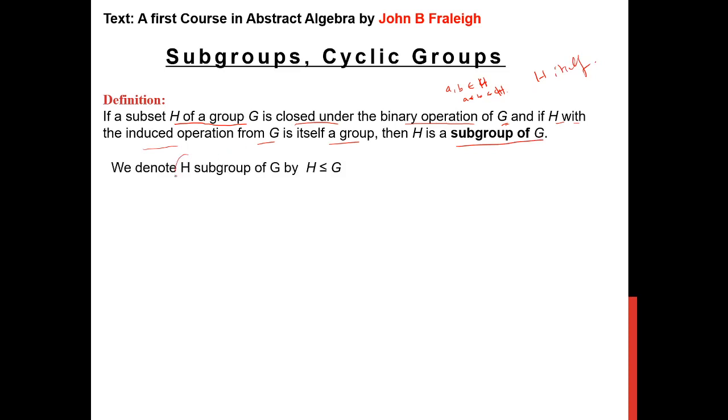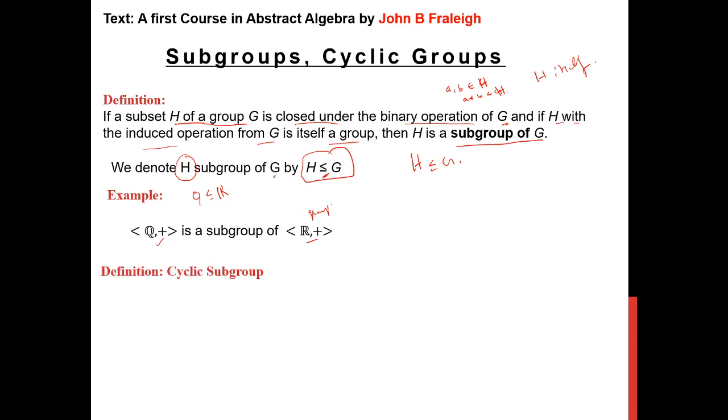So we denote H subgroup of G by H less than or equal to G. That symbol is read as H is a subgroup of G. Now I will give you an example. R plus is a group, this we already know. And Q, the rational numbers, is a subset of R, the real numbers. And Q is also a group under addition. Therefore, Q plus is a subgroup of R plus.